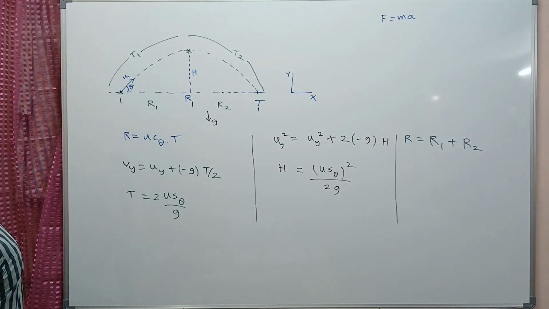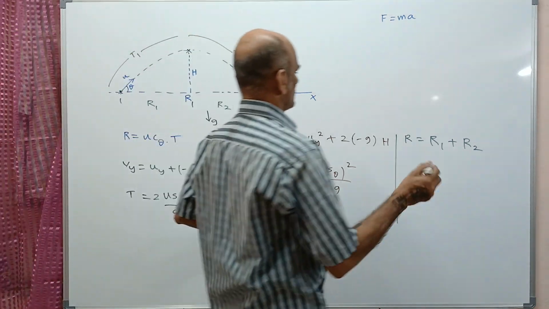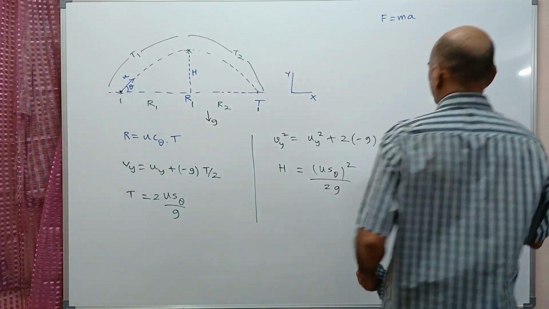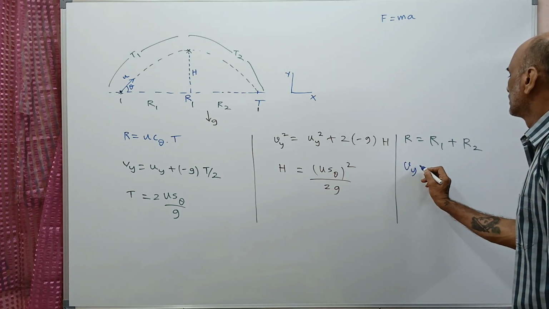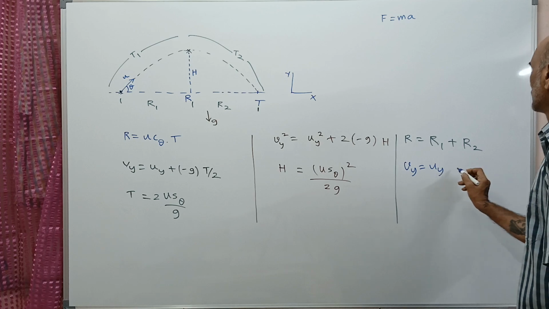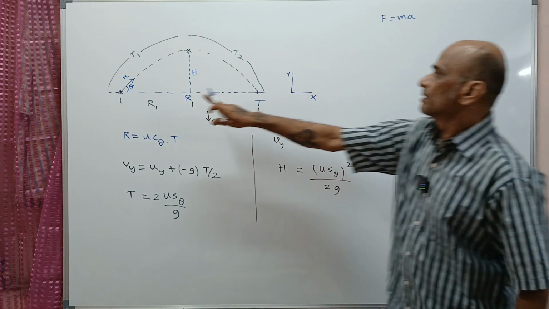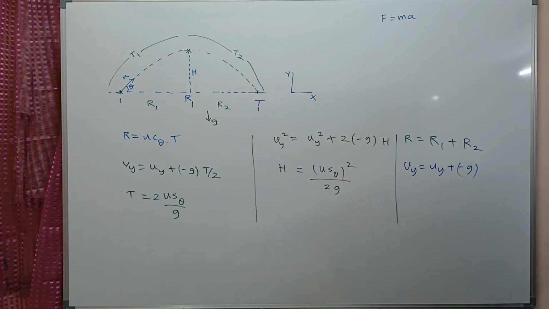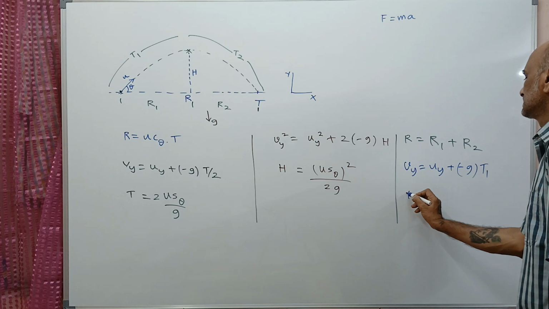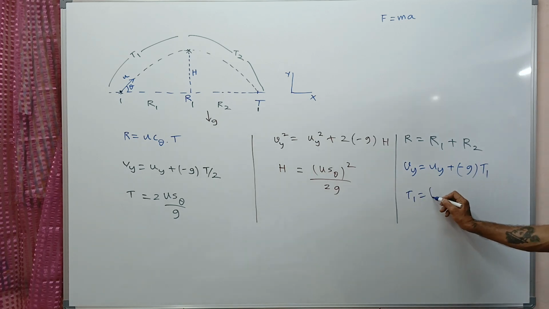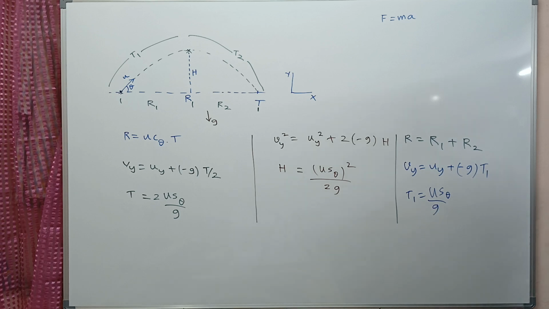So to find T1, I'll use these 2 points and use v equal to u plus at. A is minus g, in the time to go from here to here, which is T1. So from this I'll get T1 as u sin theta by g.